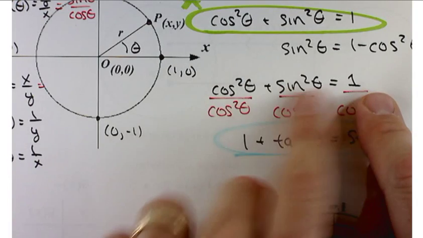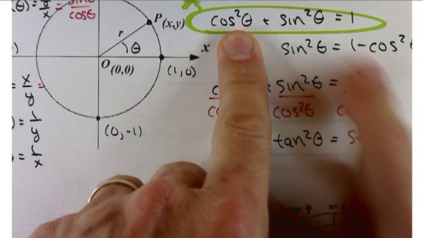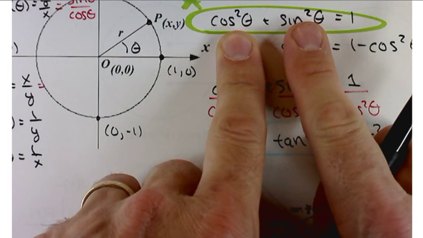Why don't you go back to this identity and divide everything through by sine squared. See what identity you can come up with.